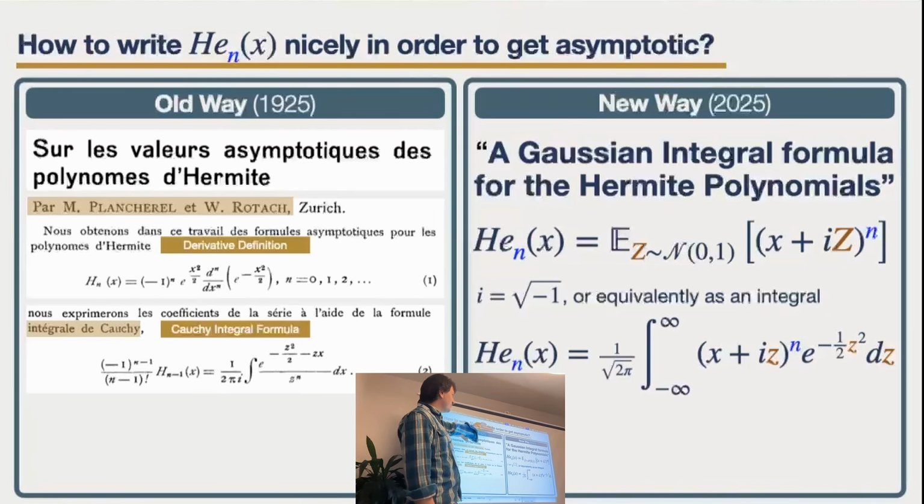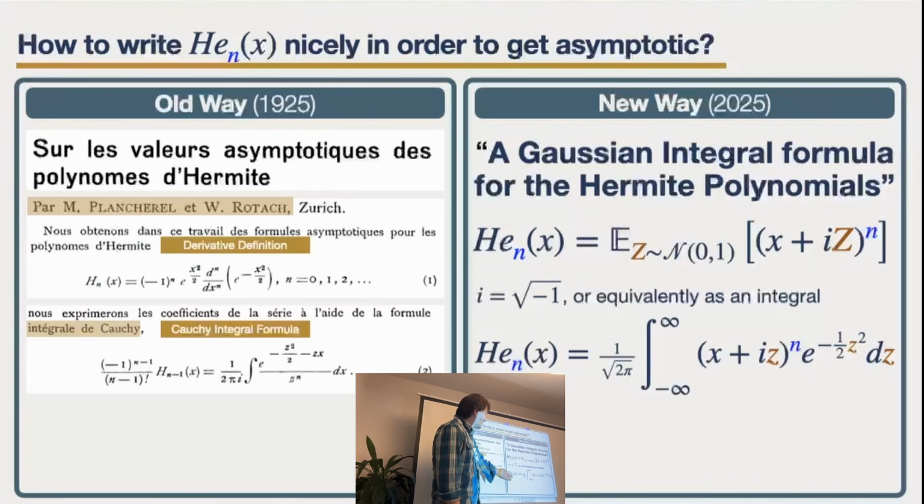The new way is the Gaussian integral formula for the Hermite polynomials that all the probabilists will like, which says don't do derivatives. Dear God, stay away from the derivatives. The Hermite polynomial is the expected value of something involving a Gaussian random variable. And all it is, you take x to the n, which would be the monic polynomial you want, but you don't do x to the n, you do (x plus i times z) to the power n, where z is a standard Gaussian. And (x plus i times z) to the power n, that is the Hermite polynomial. It's so simple. Yeah, I guess this is simple unless you don't like expected values. If you don't like expected values, then you haven't done anything. But if you like expected values like me, you're like, oh my God, this is amazing.